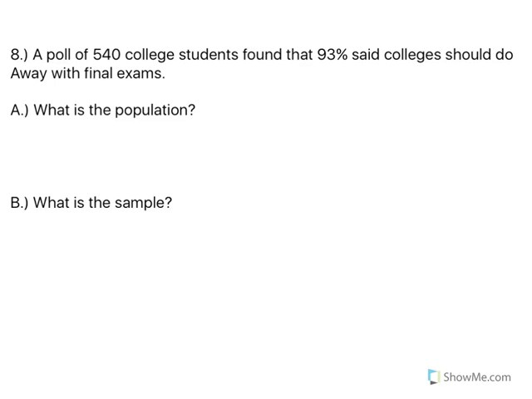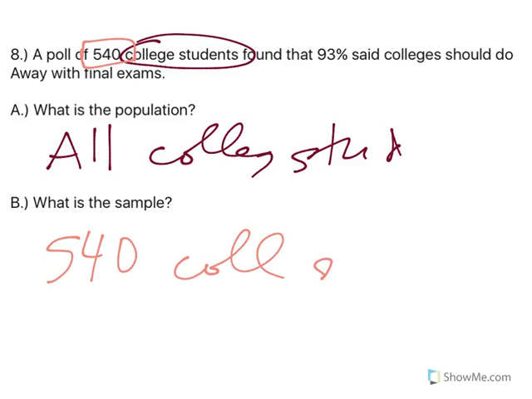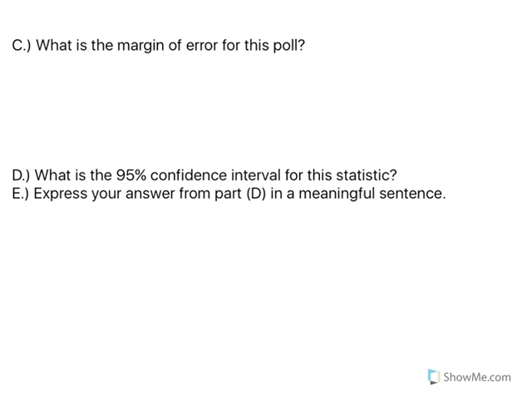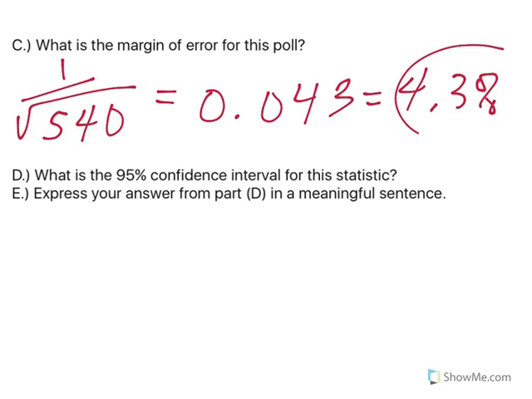Okay, population. Remember, population has the word all. Who are we talking about? In this case, we're talking about college students. The sample is going to have the number, well, 540 college students. Margin of error: well, 1 divided by the square root of what's my sample size? In this case, 540. So I have 0.043, which makes it 4.3%.